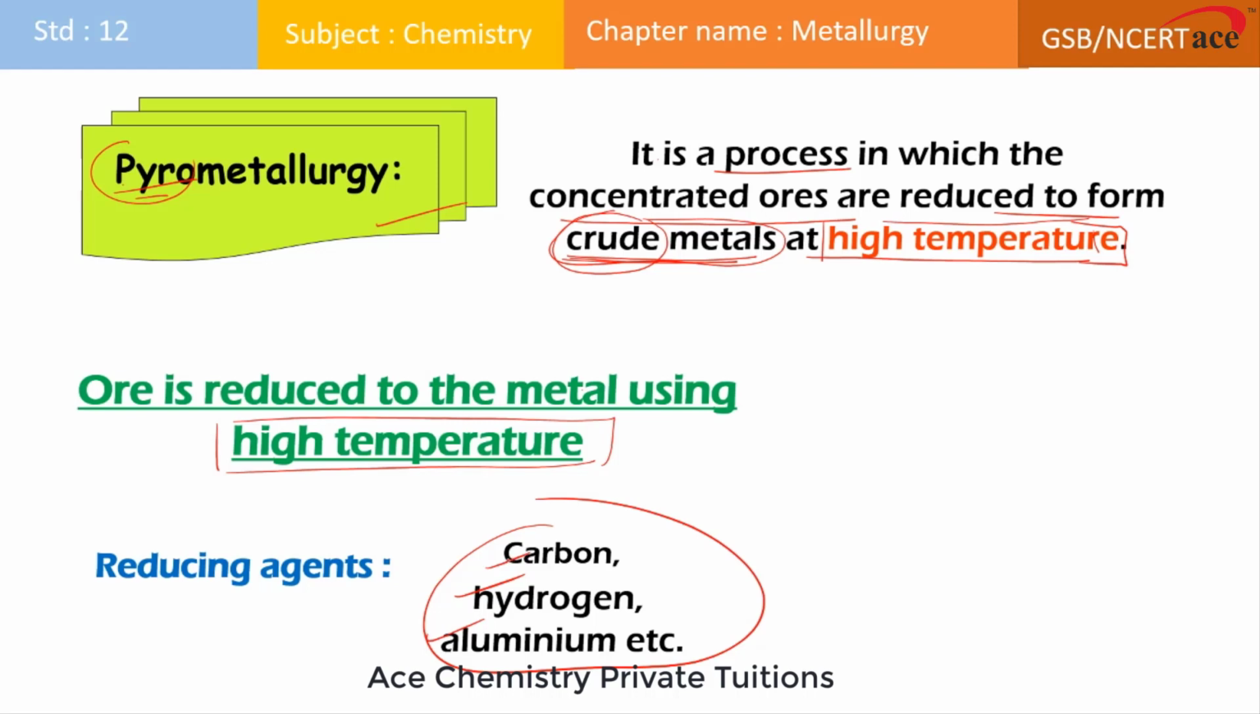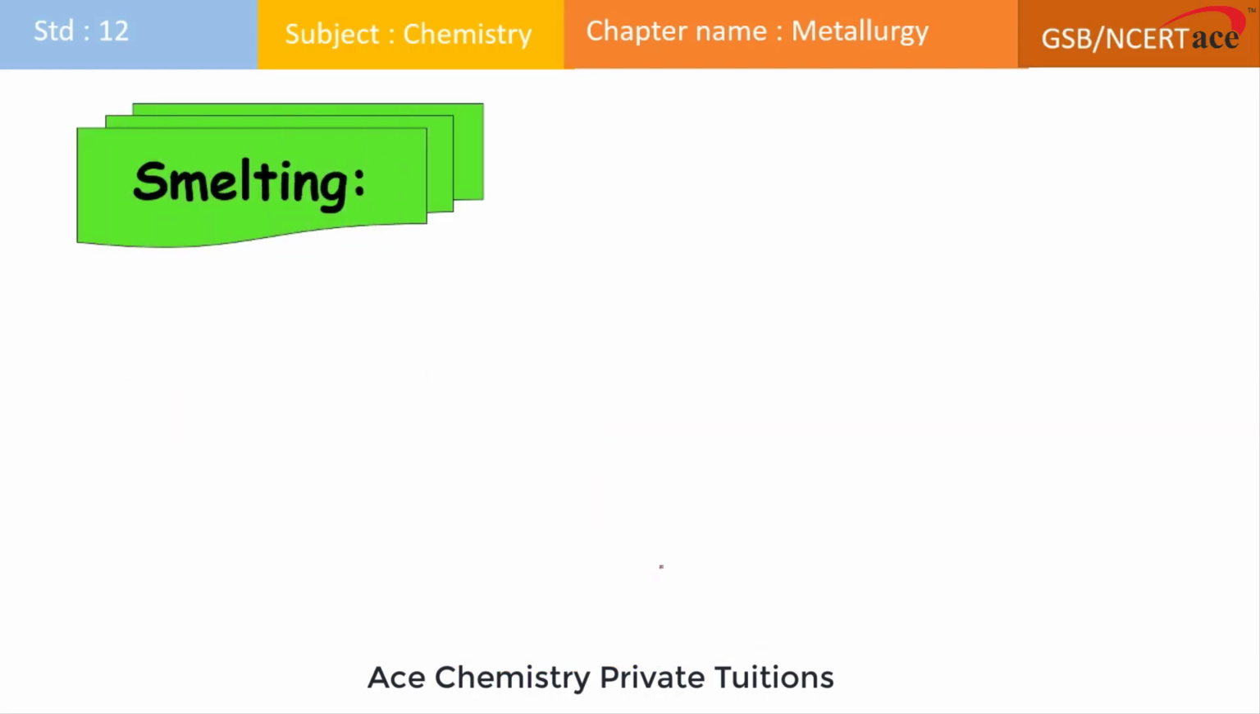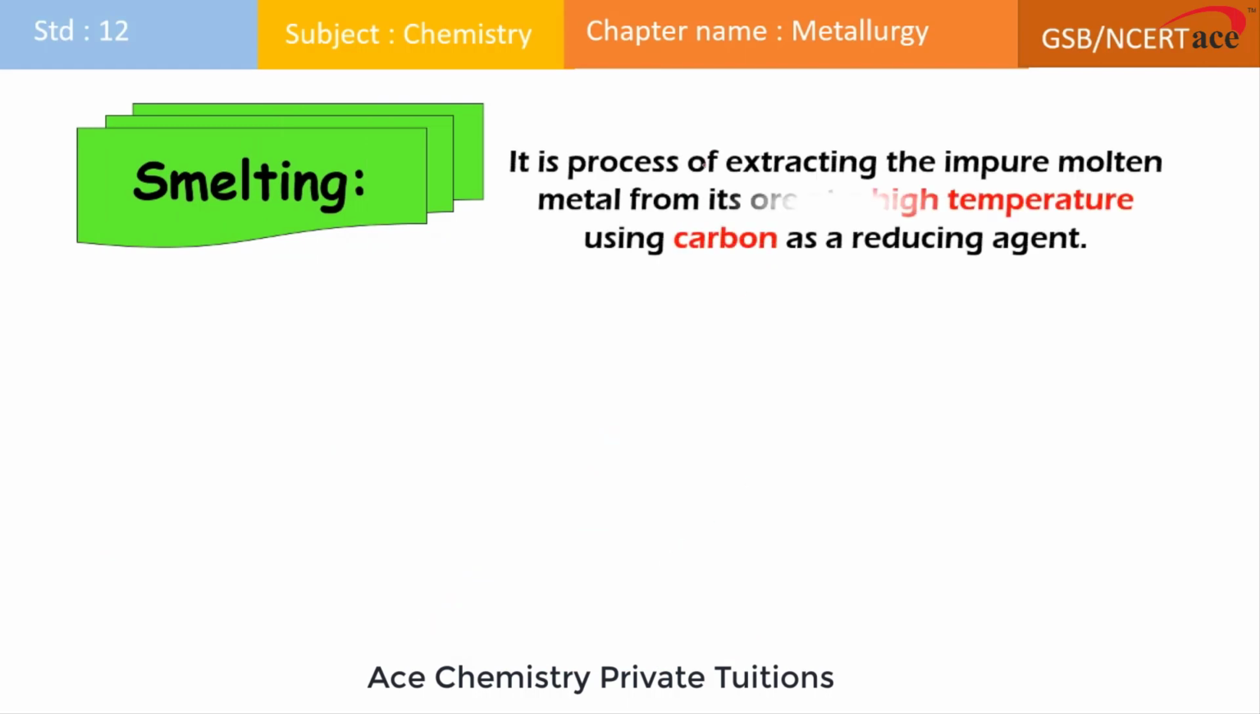But if you are heating metal oxide with these reducing agents, then this is referred to as what? Smelting. In some cases, if carbon is used as the reducing agent, it is referred to as the carbon reduction process. So pyrometallurgy also involves a process of smelting. Smelting in science can be defined as a process of extracting the impure metal. Again, the word we are using is impure metal. It can be a crude metal from its ore at high temperature using carbon or any other suitable reducing agent.